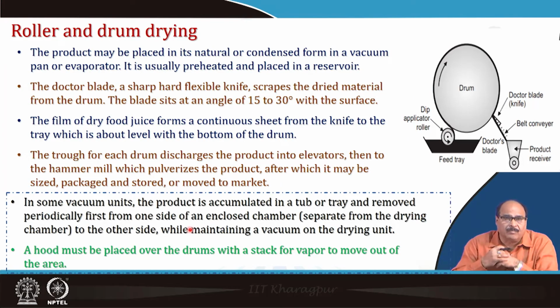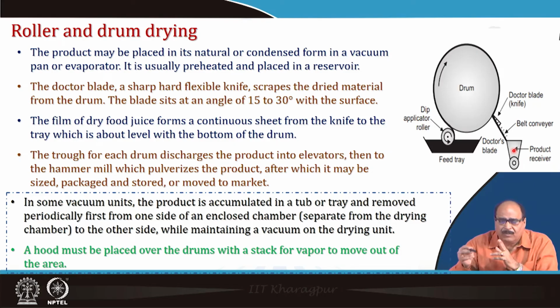Then the roller and drum drying, where the product may be placed in its natural form. Here there is a drum. These drums are internally heated. It may be a single drum, twin drum, three drum, etc. The material of suitable consistency is put onto the drum, and the drum moves and takes the material. The drum is internally heated, so heat transfer takes place, and finally there is a doctor blade. The dried material is scraped out, taken away on a conveyor belt, and the product is pulverized.